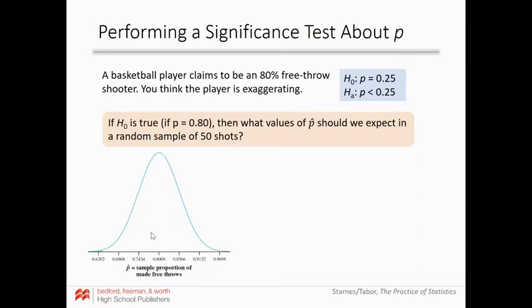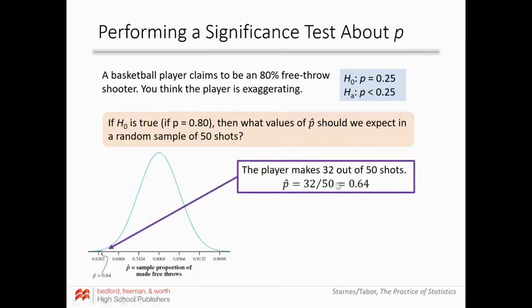So the question is, well, what should we expect our p hat to be? If you remember from that problem, we saw that the player made 32 out of 50 shots, or a p hat value of 0.64. So the fact that we're assuming p to be 0.8, our mean to be 0.8, 0.64 is pretty far away.